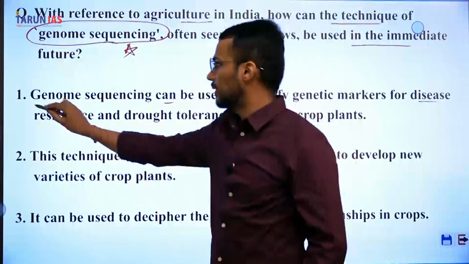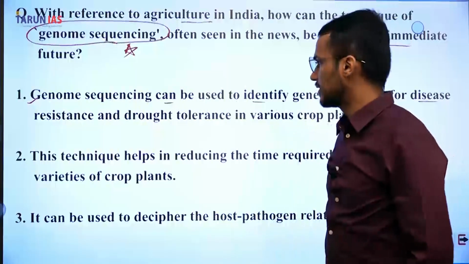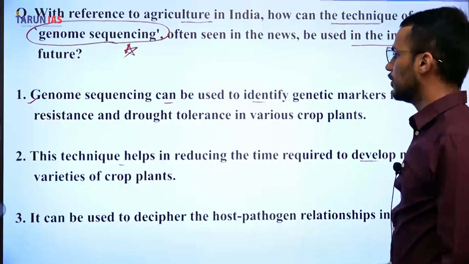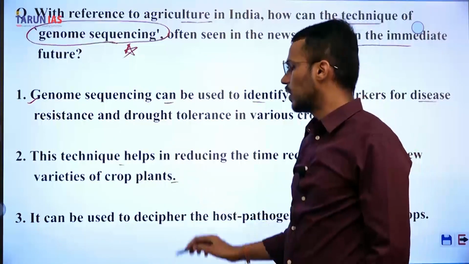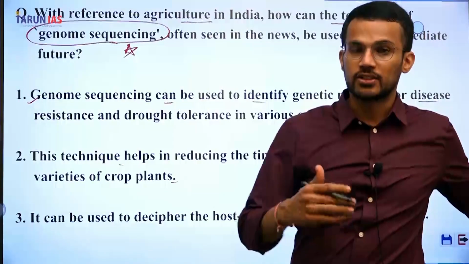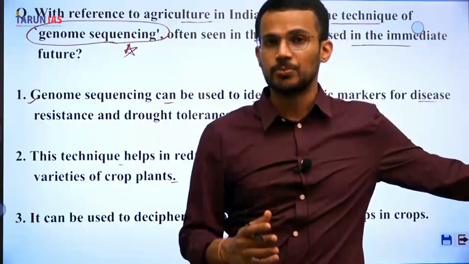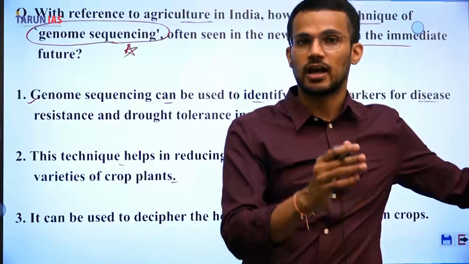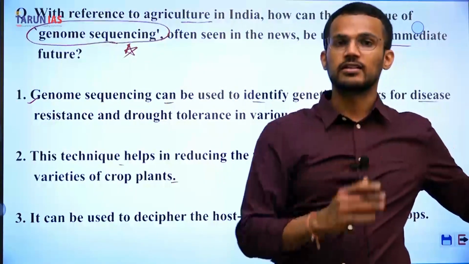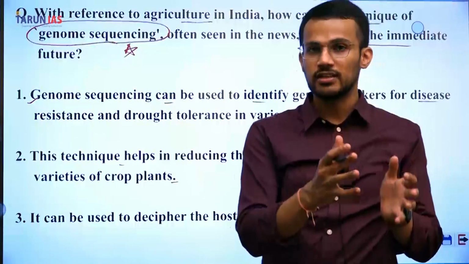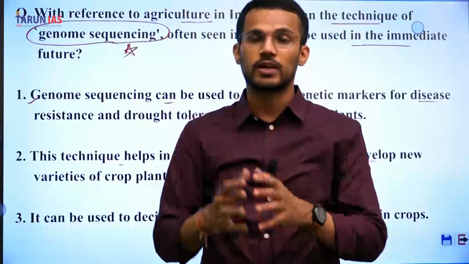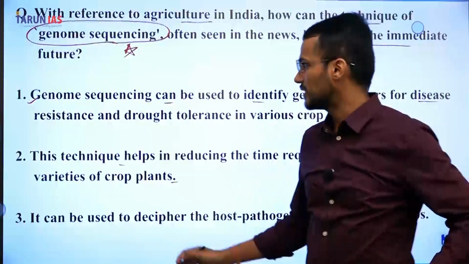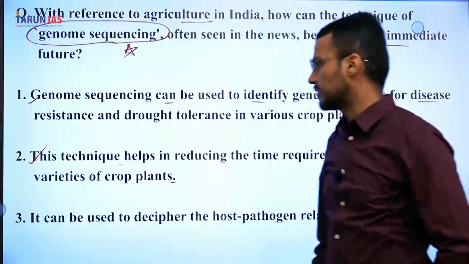And that's why the first statement is correct. Second, this technique helps in reducing the time required to develop new varieties of crop plants. Transgenic crops can be developed if we have certain genes and we know that those genes are associated with certain characteristics. Those genes can then be used to produce newer varieties of crops using genetic engineering. And that's why the second statement is also correct.